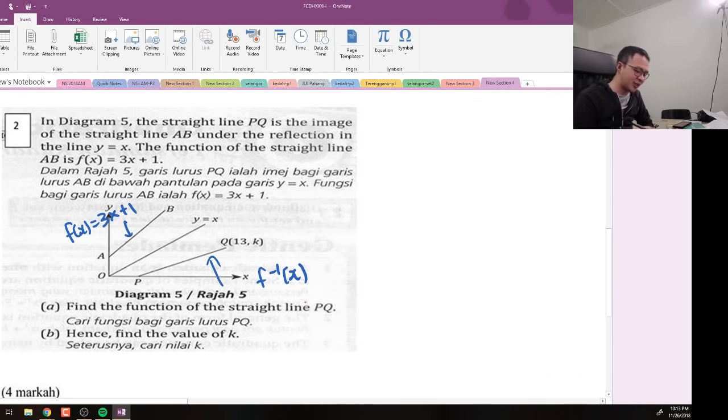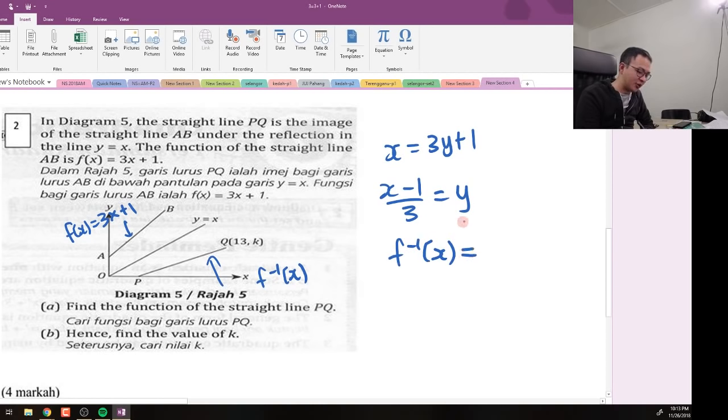So over here, you just need to do the inverse function. I will say x equals 3y plus 1. I make y the subject, so (x minus 1) over 3 equals y. Then the inverse function f inverse of x equals (x minus 1) over 3. So this is the answer for part 1.